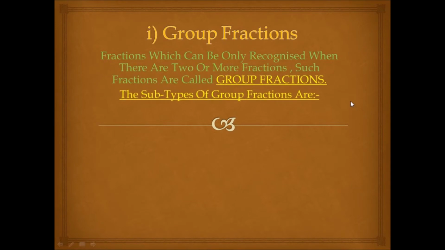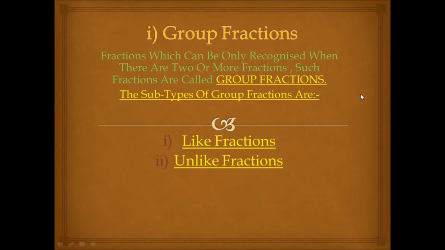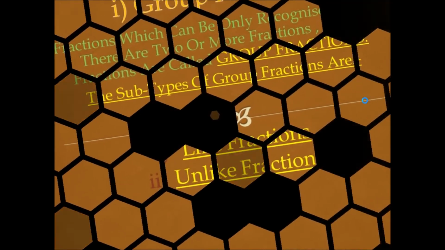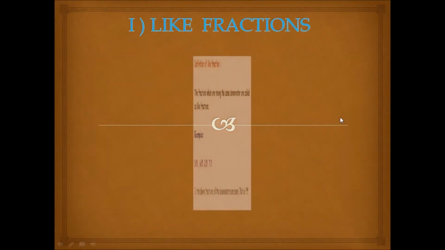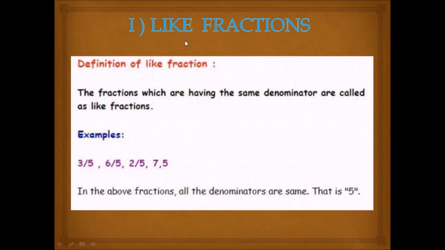Now, the subtypes of group fractions. First, you have to know their names. They are easy to remember too. The first one is like fractions, and the second is unlike fractions. First, we'll take up like fractions, and afterwards unlike fractions.